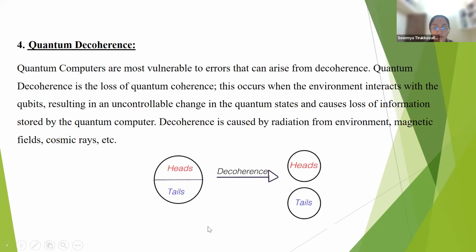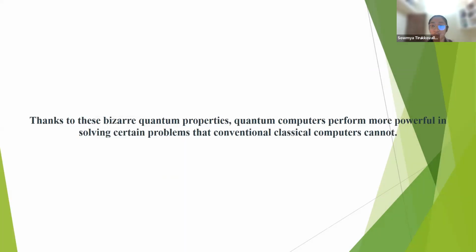This is an example of quantum decoherence where, say, there's a coin which is in heads or tails, and it interacts with the environment, and it settles into heads or tails, any one of the states. So thanks to these bizarre quantum properties, quantum computers can perform more powerfully in solving certain problems that conventional classical computers cannot.